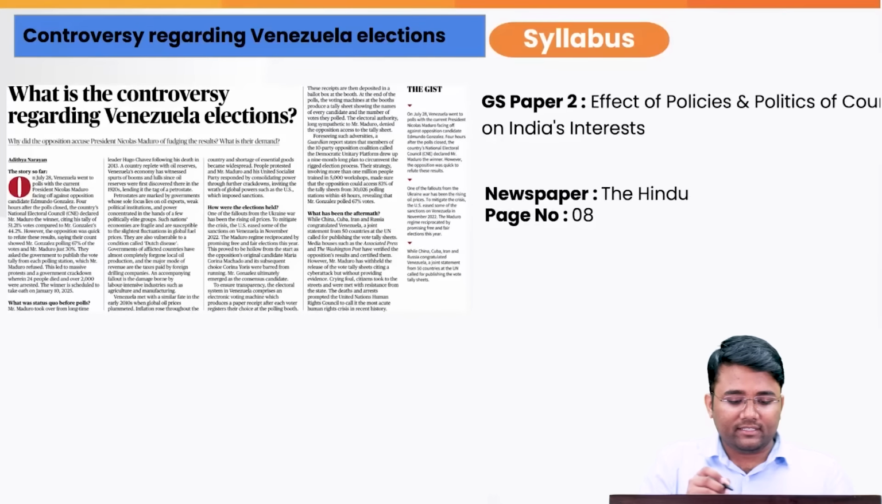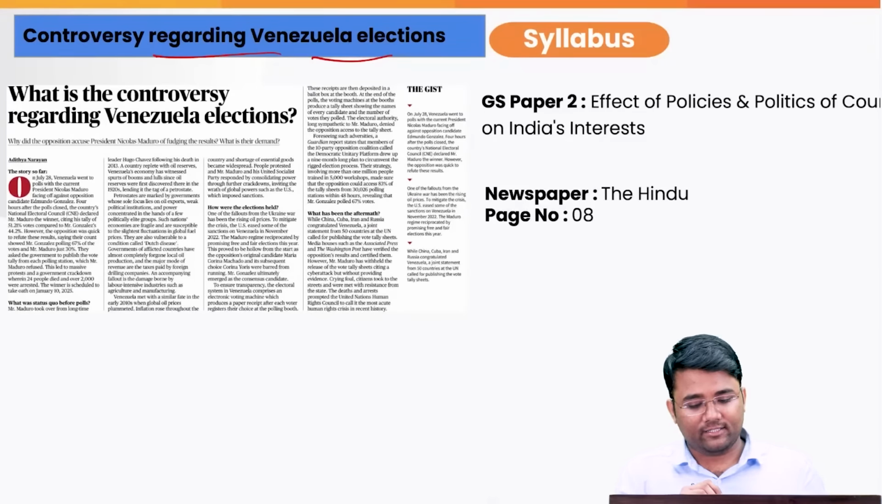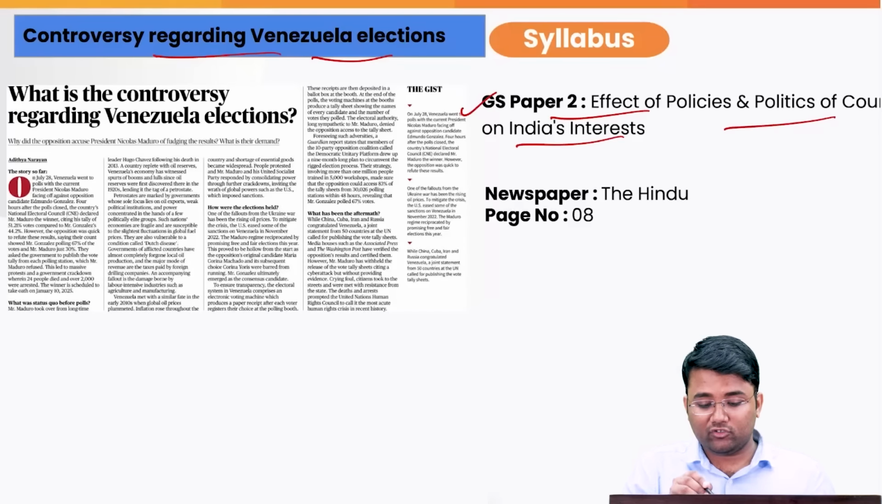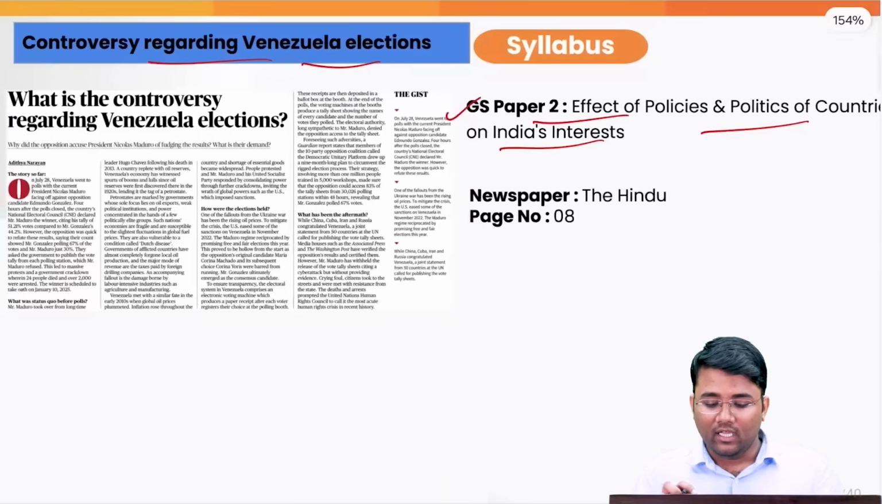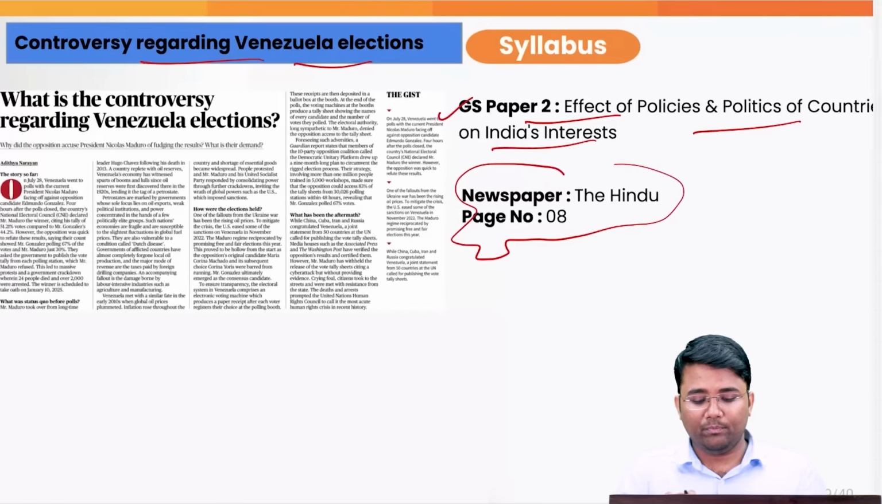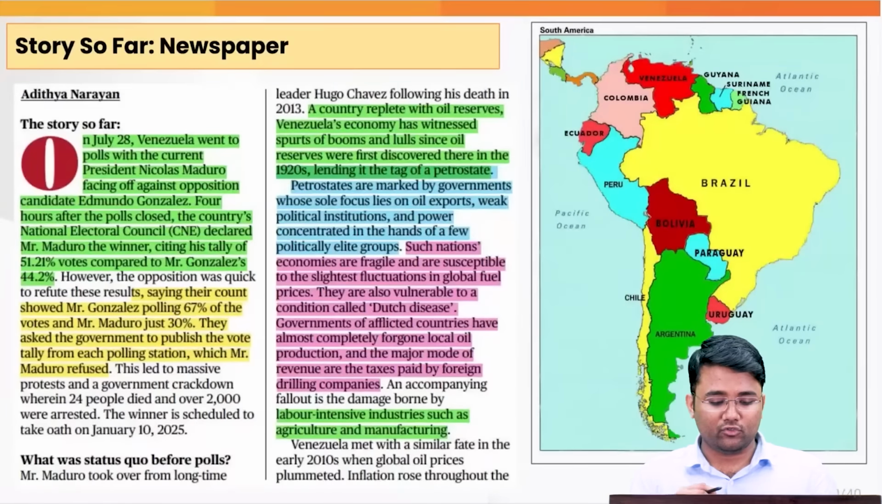Our next topic is the controversy regarding the Venezuela election. This particular topic pertains to your GS paper 2, effect of policies and politics of countries on India's interest. And this topic came in your newspaper The Hindu, page number 8. So what is the story so far?